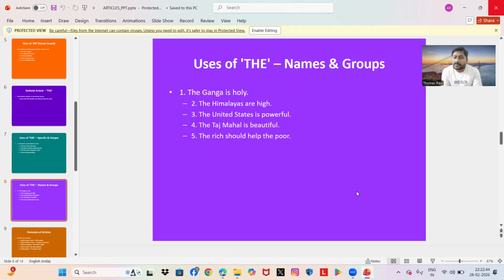The Taj Mahal is beautiful. So this is a historical building. Before the names of historical buildings also we use the article the. So before those we use the definite article the. The rich should help the poor. So here, when a class of persons is referred to, we use the: the rich should help the poor.